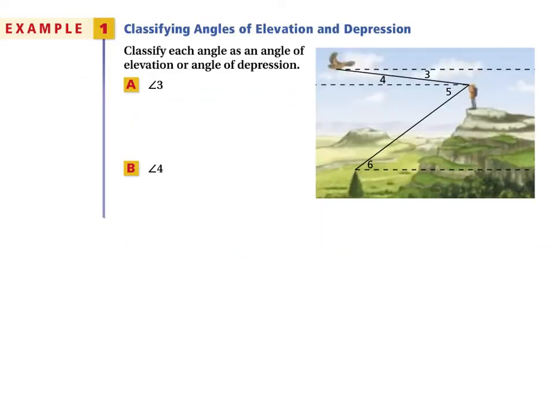If we look at this example, you don't need to write this one down. We want to classify both angle 3 and angle 4 as an angle of elevation or angle of depression. The pictures that you're going to be using are going to get quite complex at some point. You're going to have angle measures all over the place, so you're going to have to be able to determine which one's which. So if you're looking at this, angle 3 would be what?